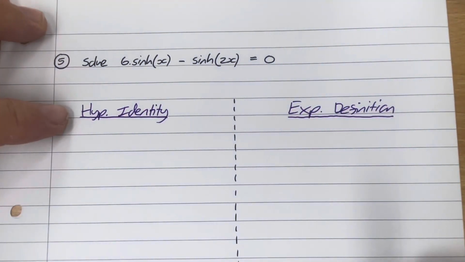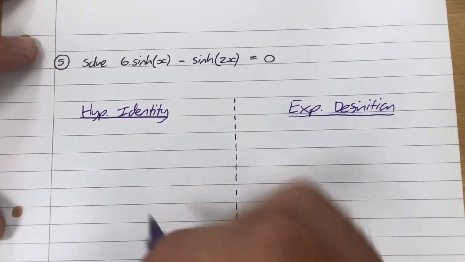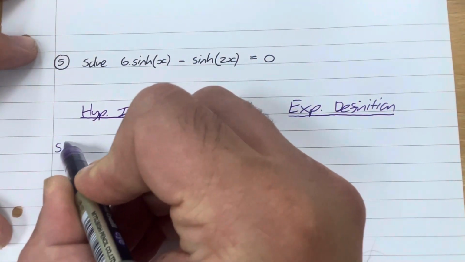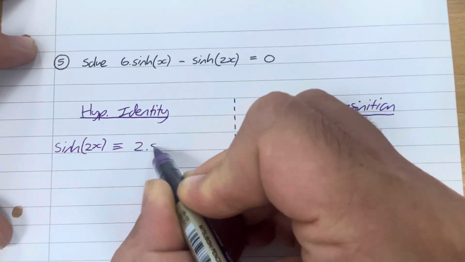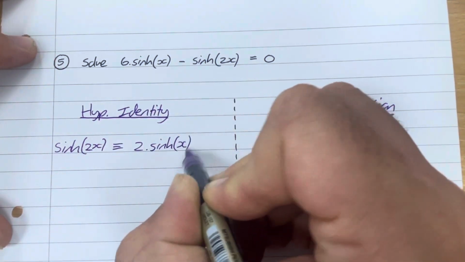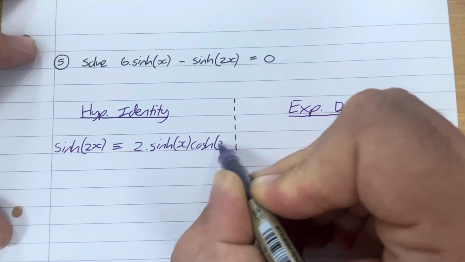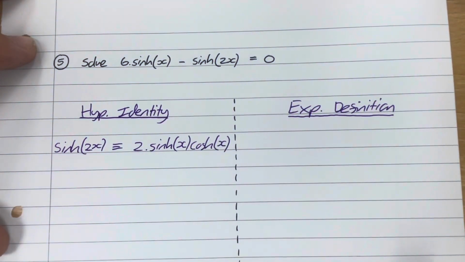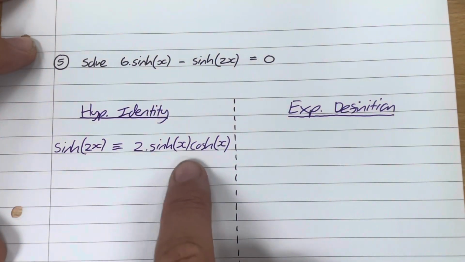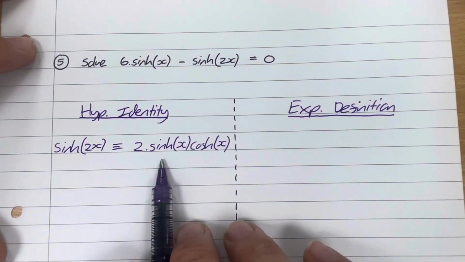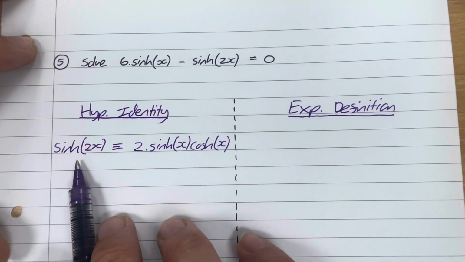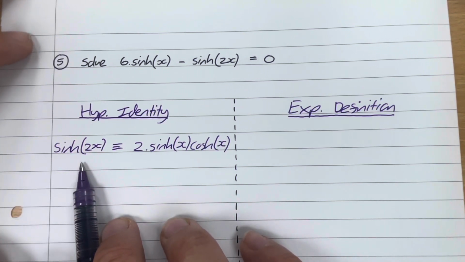Okay, so let's look at the hyperbolic identities first. So the hyperbolic identity I'm going to use is that sinh of 2x is exactly the same as 2 times sinh of x times cosh of x. I have done a whole video on hyperbolic identities already. You do not need to know them for this course, but don't be disillusioned in thinking that there's a trig identity that looks exactly the same, because there's not a perfect relationship between the trig identities and the hyperbolic identities. Just be careful with that.